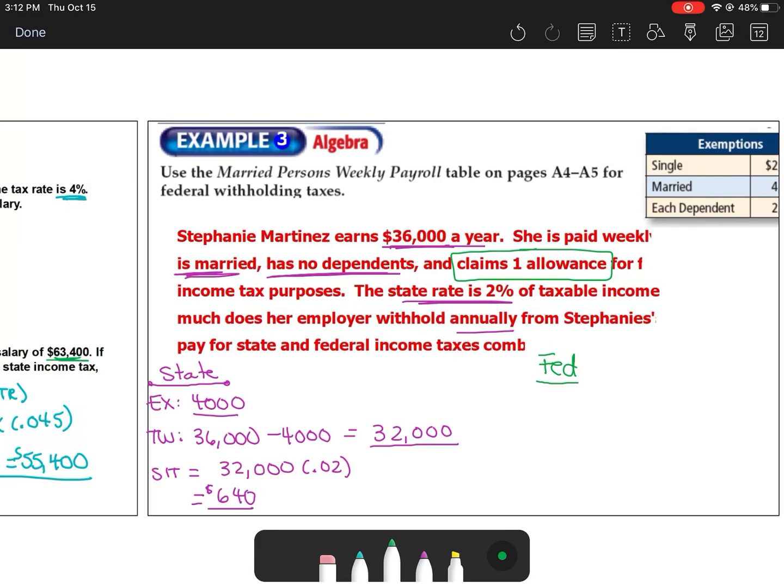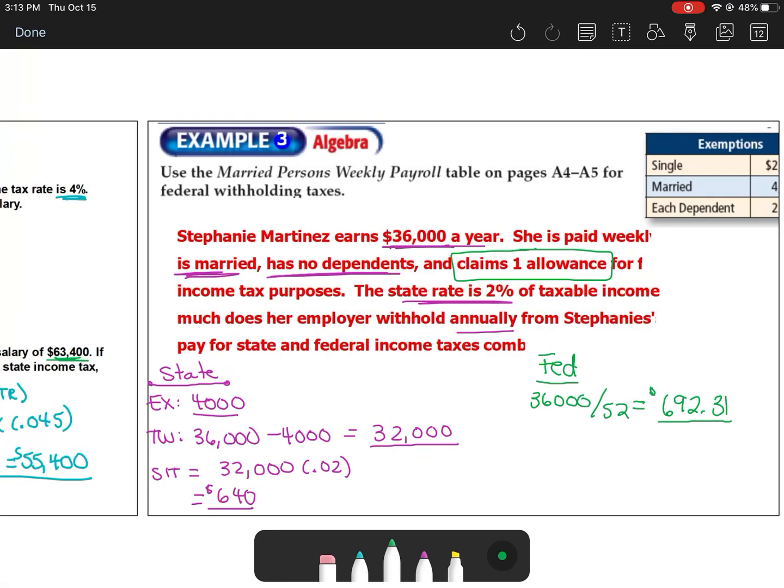Well, remember, when I'm using that chart, the thing I have to use is it has to be in weekly. So I have it annually, so I need to take her gross salary and divide it by 52 so I can figure out what does she take home per week. So that's $692.31. So that is how much she takes home per week.